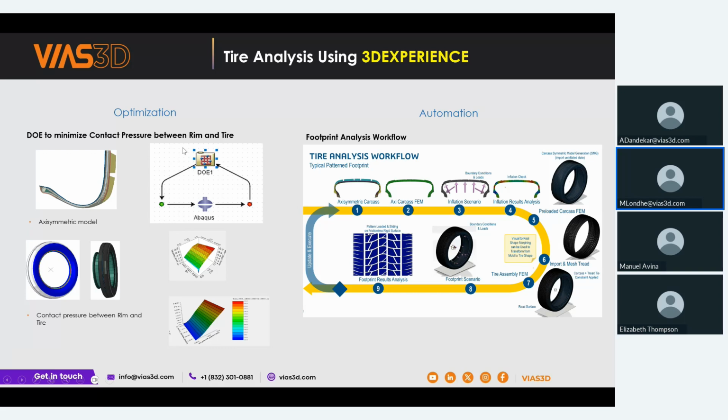For example, if you want to optimize, let's say a DOE, to minimize the contact pressure between the rim and tire, you define the models, mount the tire on the rim, and develop one DOE. You set some output parameters versus input parameters, and you plot, and you can optimize. You can see how these input parameters are relating to the output parameters, and you can optimize them. Such templates you can easily develop in the 3D Experience platform. Similarly, you can develop templates for automations in the 3D Experience platform.